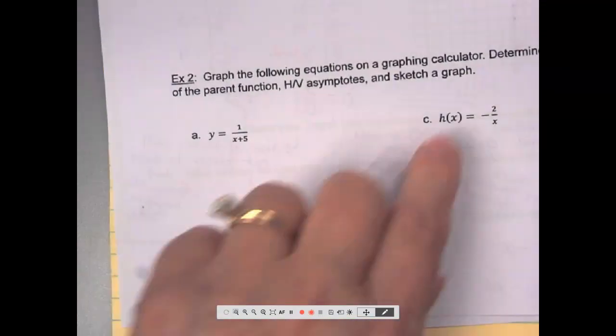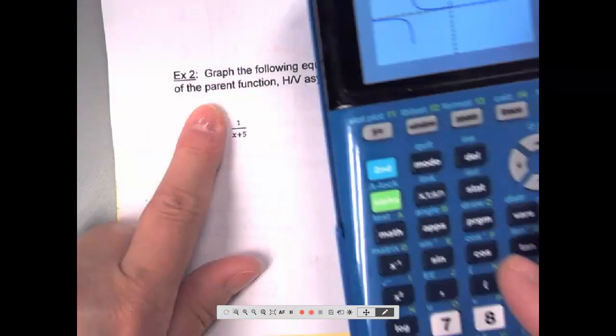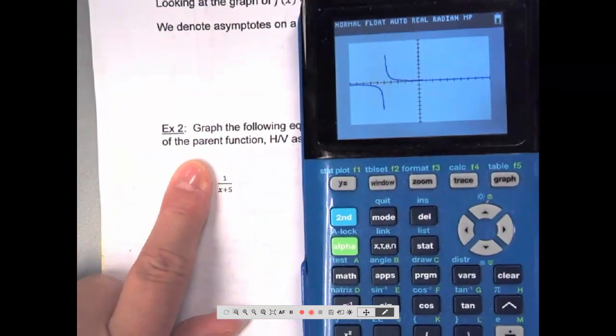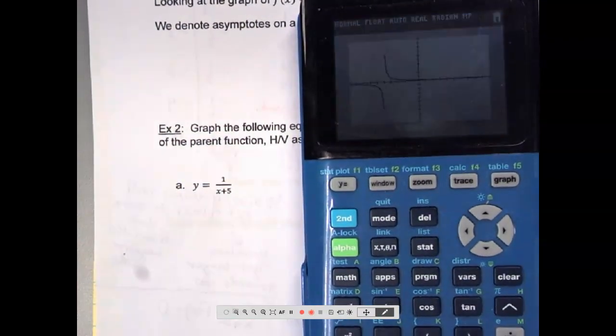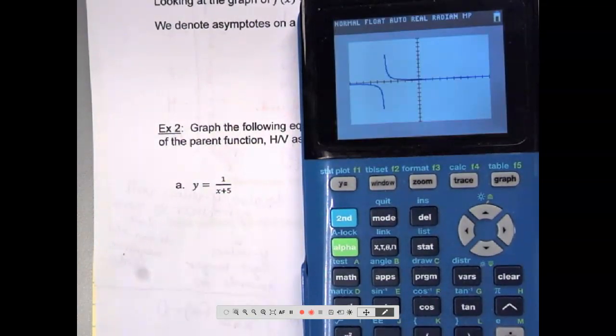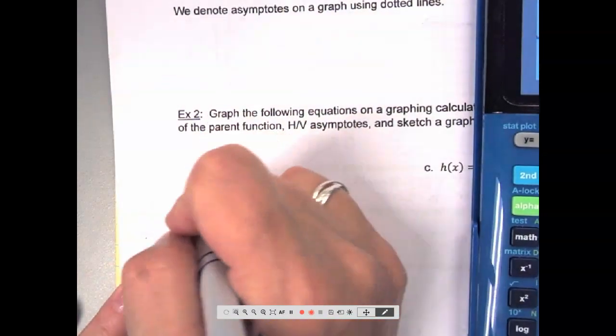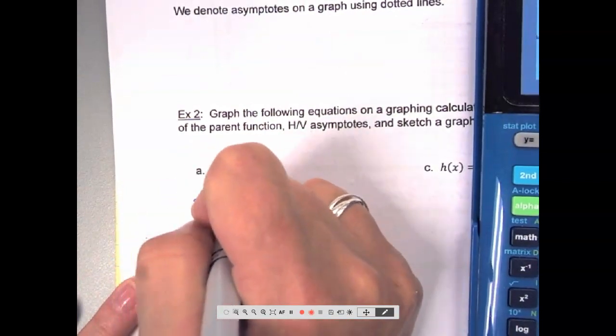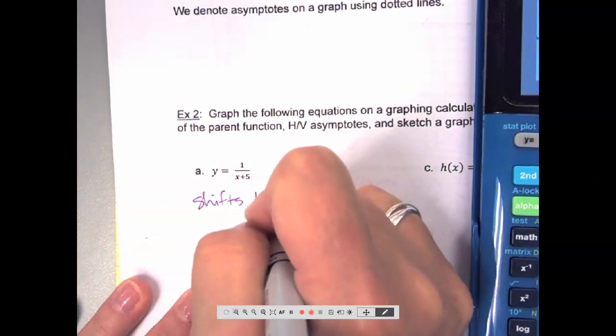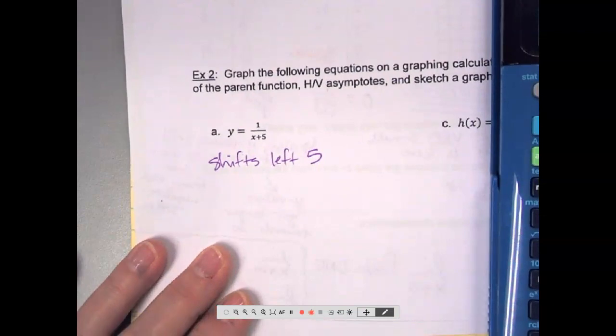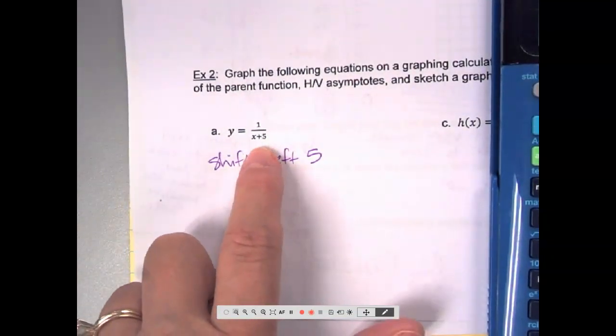Let's go back and answer the question. What's the translation of the parent graph, the one that we graphed on the first page? How would you describe this? Shifts 5 to the left. It is still a hyperbola. You're exactly right. So this was a shift left 5. Does left 5 seem a little odd because that's a plus 5?